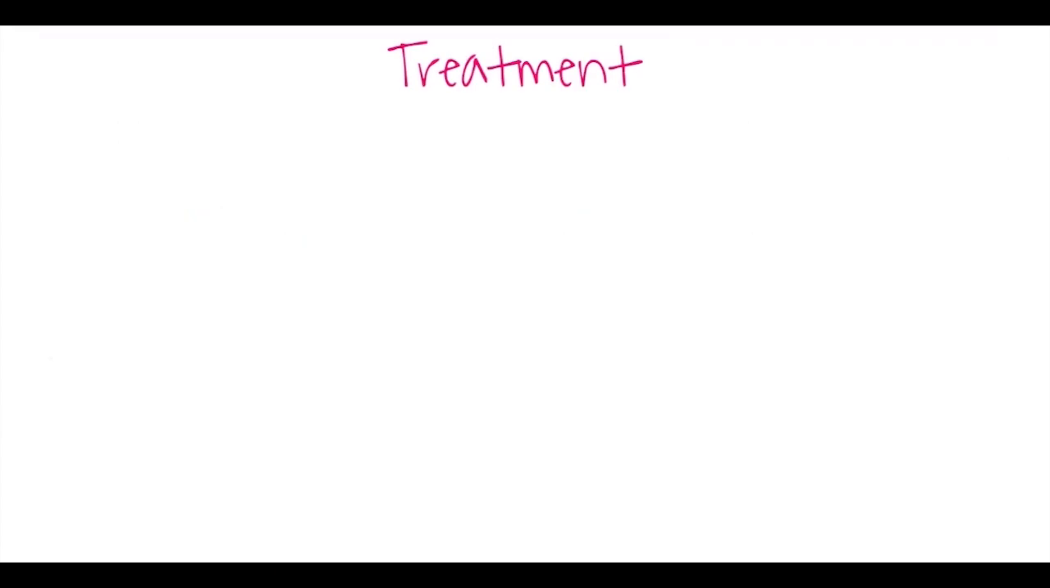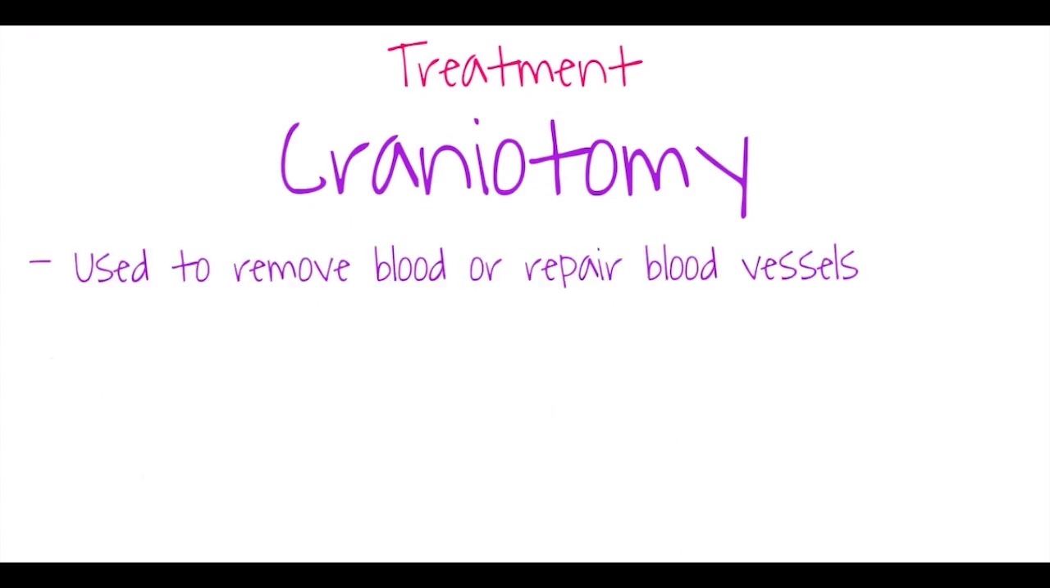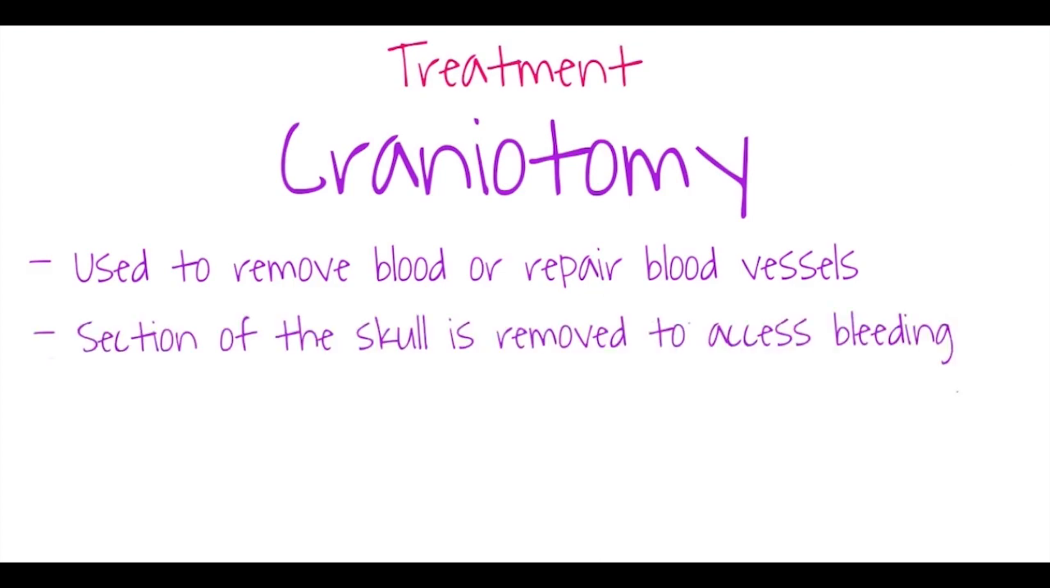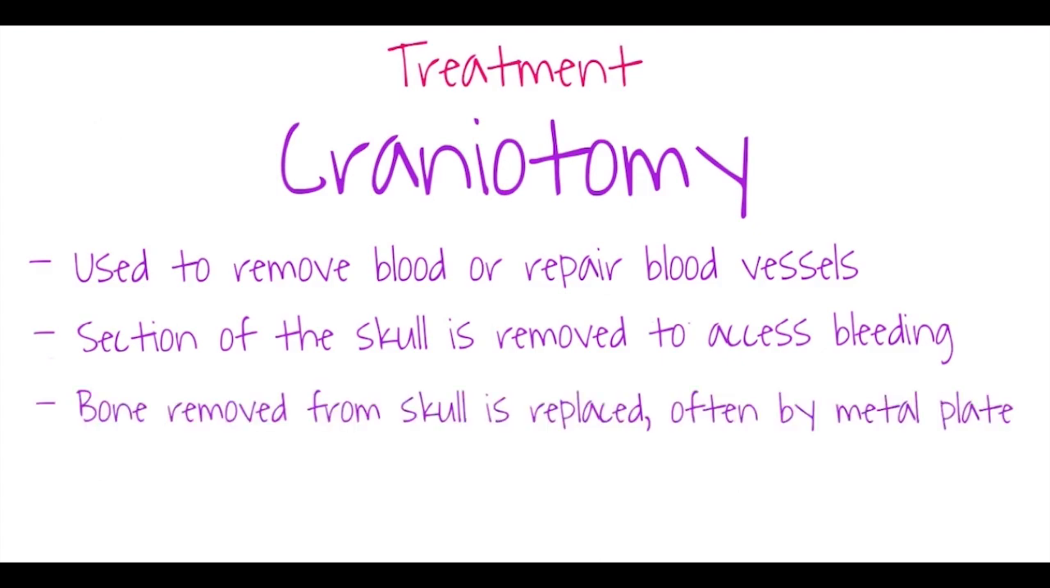Occasionally, a surgical procedure called a craniotomy may be needed to remove any blood from the brain and repair any burst blood vessels. During a craniotomy, a section of the skull is removed to allow the surgeon access to the source of the bleeding. The surgeon will repair any damaged blood vessels and ensure there are no blood clots present that may restrict the blood flow to the brain. After the bleeding has been stopped, the piece of bone removed from the skull is replaced, often by an artificial metal plate.